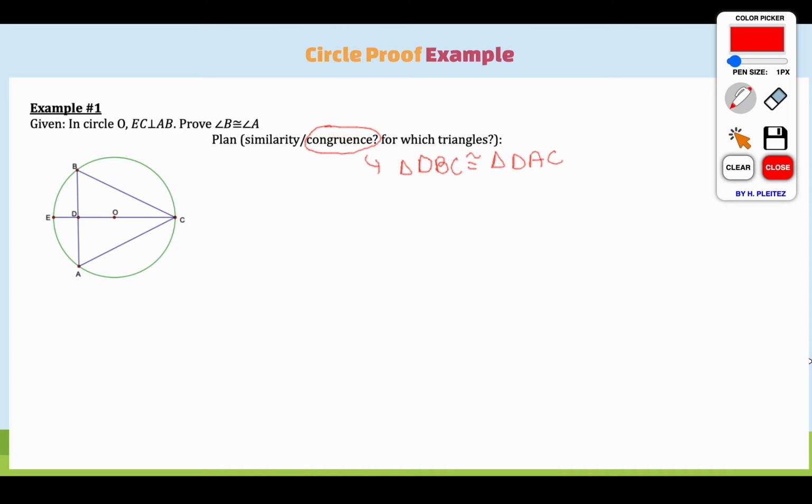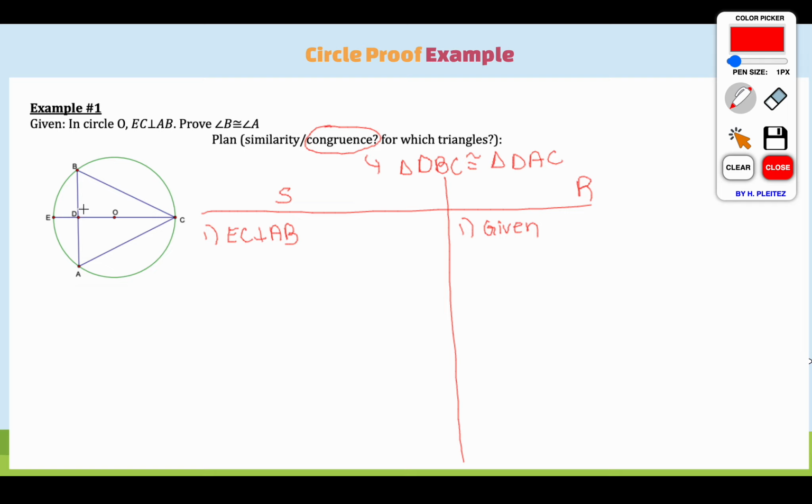So let's go ahead and make our statement and reason chart. Now first we want to write down our given. So we have EC is perpendicular to AB, given. So let's go ahead and label that. If EC is perpendicular to AB, we know that we are going to have 90-degree angles here, right? Now, everything that we do should be helpful in getting these two triangles congruent, right? So we know that there are right angles on the other two sides as well, but those don't really help us prove anything about those two triangles.